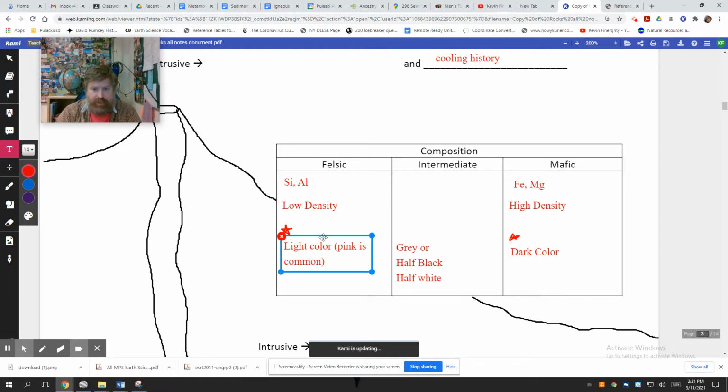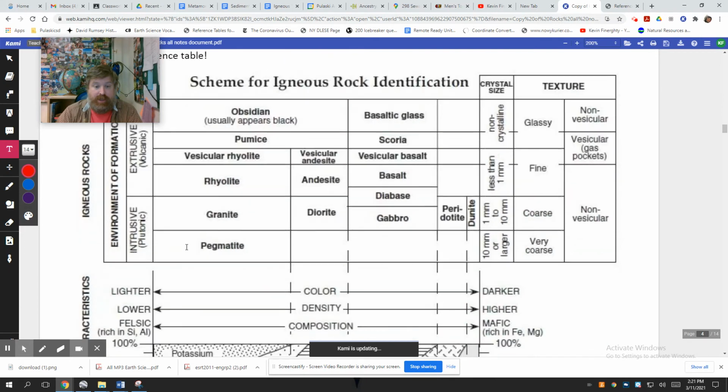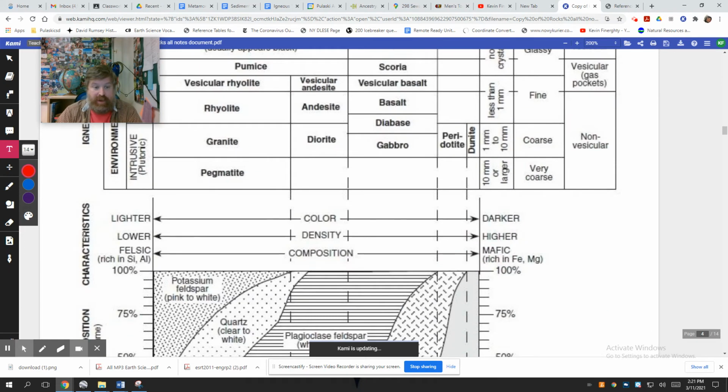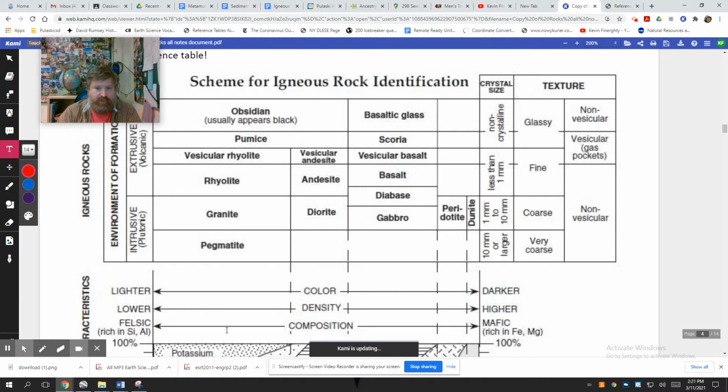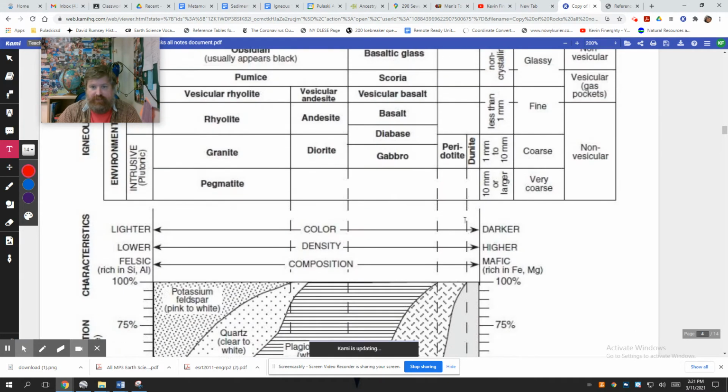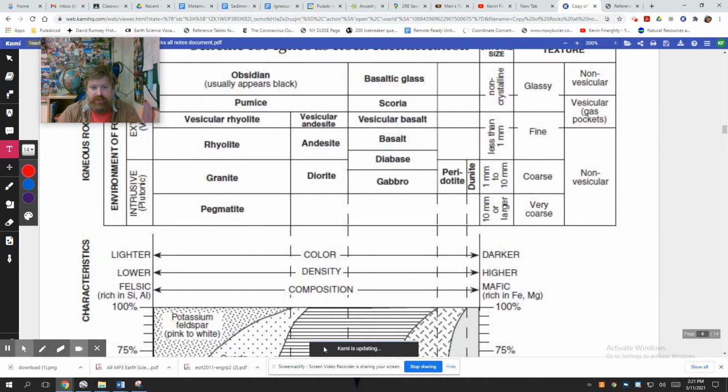Okay. Lighter color, darker color in the middle. And that's going to determine where we are left, right on this chart. Are we over here for felsics, meaning that maybe we've got those rocks? Are we over here for mafics, meaning maybe we got those rocks? Or are we in the middle here, meaning maybe we got those rocks? All right. So that's half the battle.